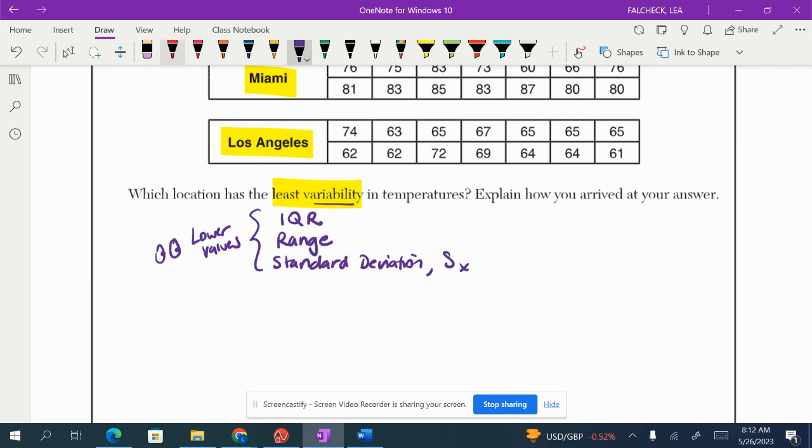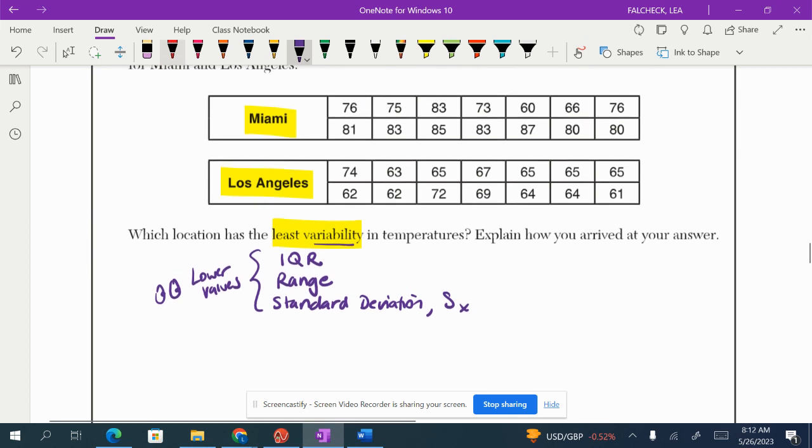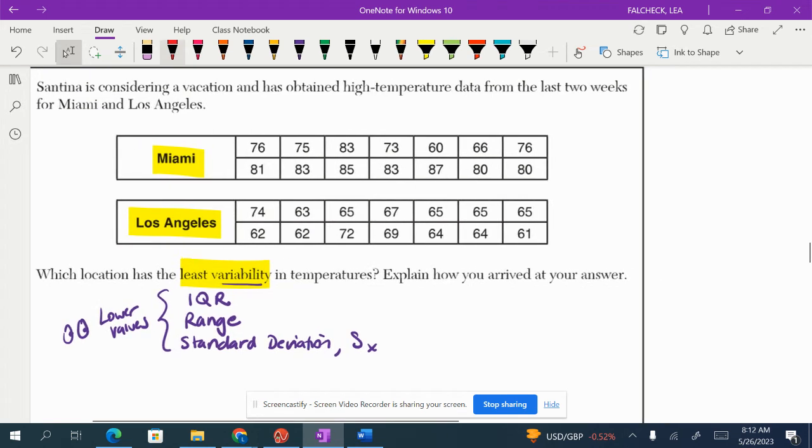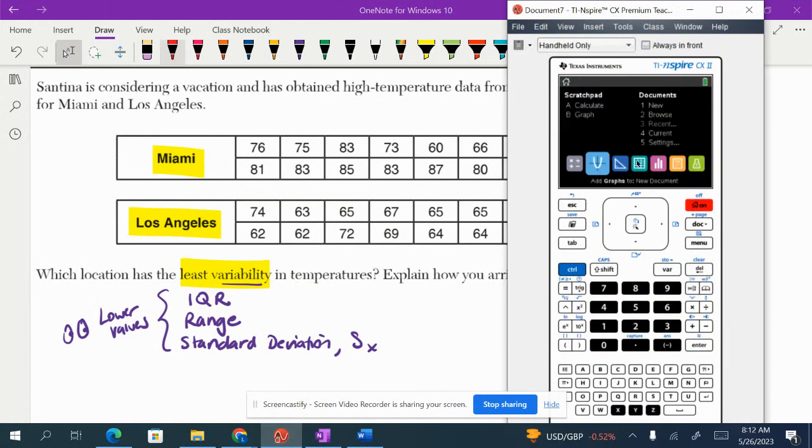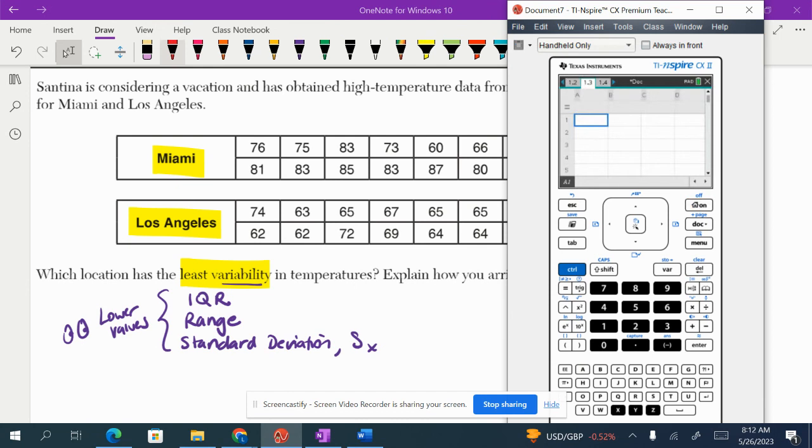So what you're going to do is go to your calculator. You're going to go home. You're going to add right here, this green thing, a list or a spreadsheet. And you're going to type in Miami here and Los Angeles here. Pause the video. Go ahead and do that. And we'll meet back in a second.